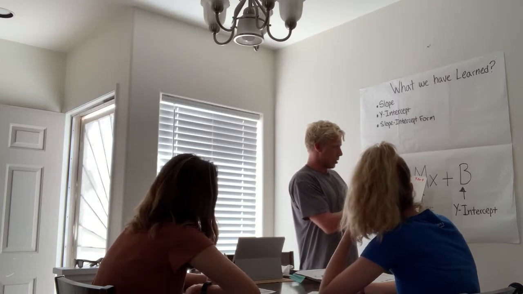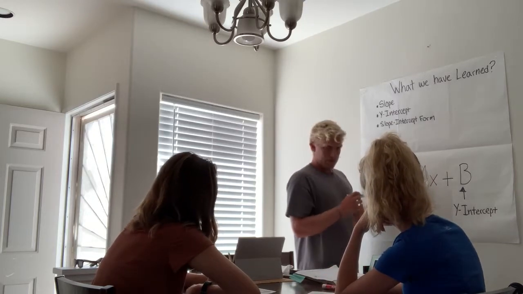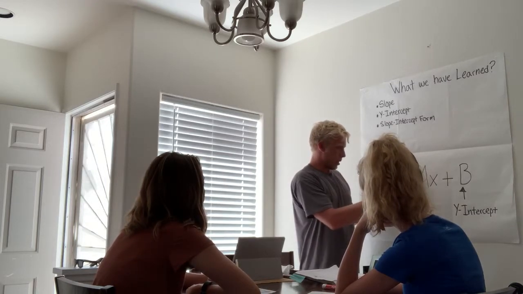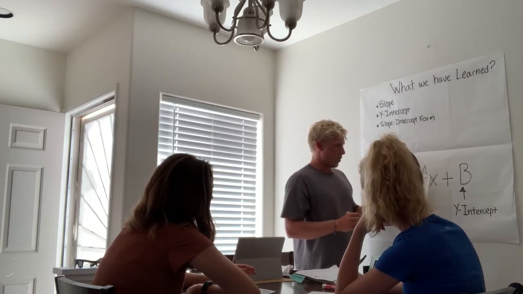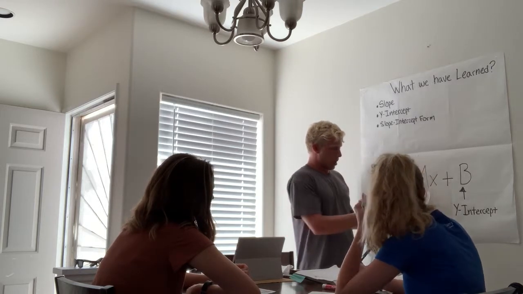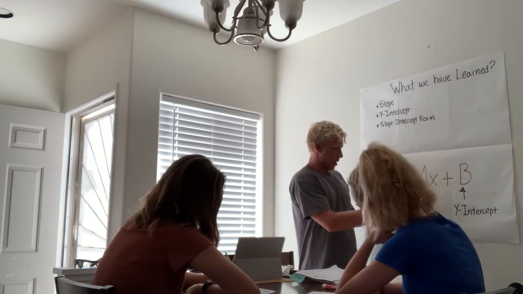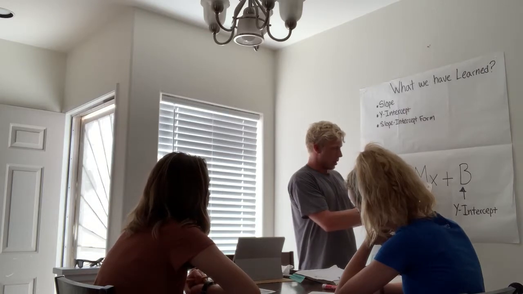So 1, 2, 3, 4. I'm going to put a dot on the 4th spot, on my y-intercept. Now I'm going to do rise over run for my slope. I'm going to go up 2, over 1, and put a dot. And since I'm out of room going up, I can always go down and to the left.